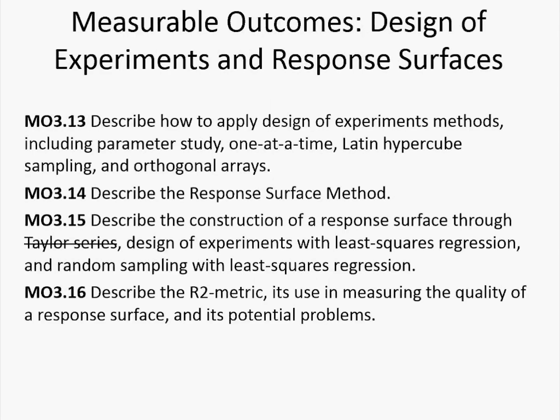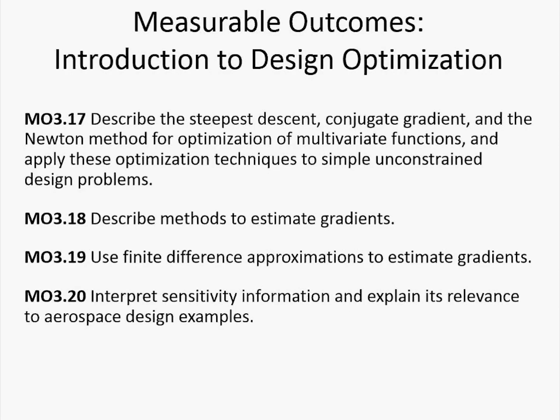Monte Carlo simulation. Then on design of experiments and response surfaces, just describe how to apply the different design of experiments methods that we talked about: parameter study, one at a time, Latin hypercube sampling, and orthogonal arrays. Describe the response surface method and describe how you could construct it using least squares regression. So remember, we did the points, we constructed the least squares system, and used it to get the unknown coefficients of either a linear or a quadratic response surface. And then we didn't talk about this in too much detail, but I know you've seen the R2 metric before and you understand that it measures the quality of the fit of the response surface to the data points.